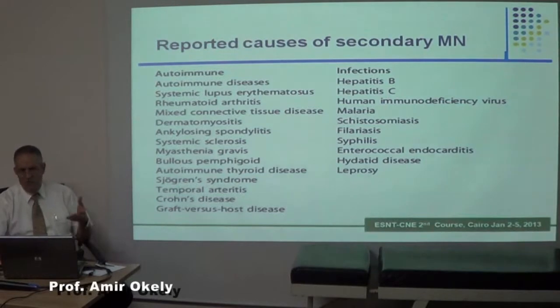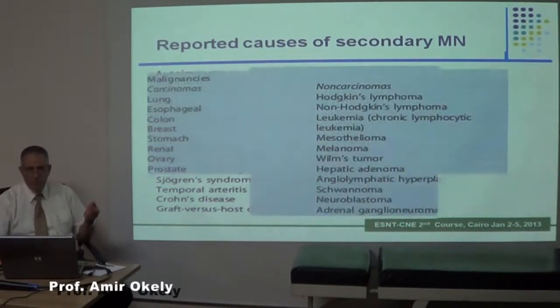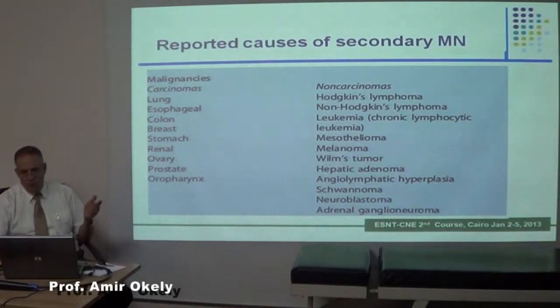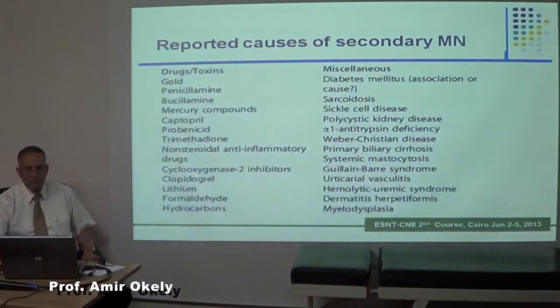In autoimmune disorders, it may be due to systemic lupus, rheumatoid arthritis, mixed connective tissue disease. In infection, we have a big association with hepatitis C, hepatitis B, and sometimes HIV. Schistosomiasis also may be encountered in some cases of membranous nephropathy, hydatid disease also. What about malignancy? Maybe carcinoma and non-carcinoma. Carcinoma has a strong association with lung, esophageal, colon, and non-Hodgkin lymphoma and leukemia as non-carcinoma.